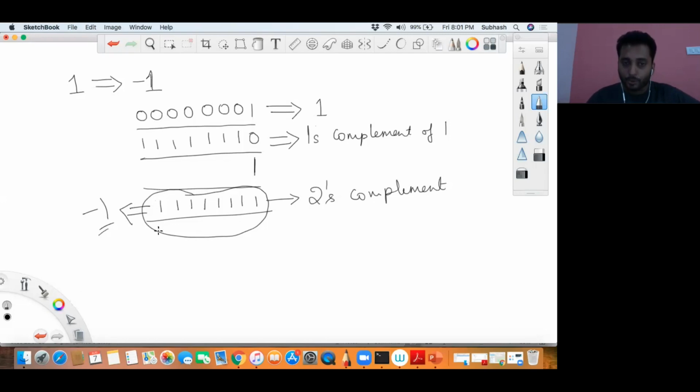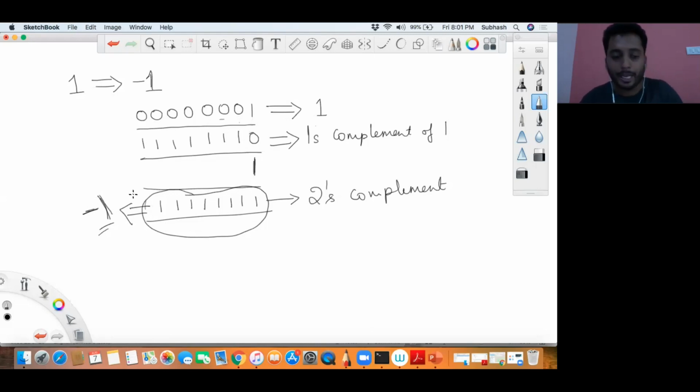Similarly, I'll repeat once again, how do I represent negative numbers? First keep the number as it is in binary format, then find the 1's complement of that, then add 1 to that 1's complement. Then you will get the 2's complement, and this 2's complement is nothing but the negative value of that number. So this is -1.